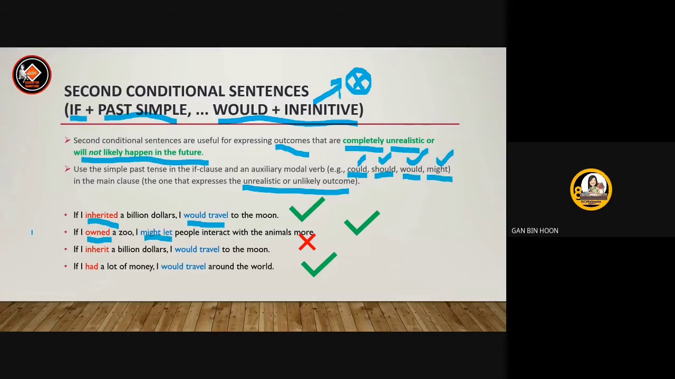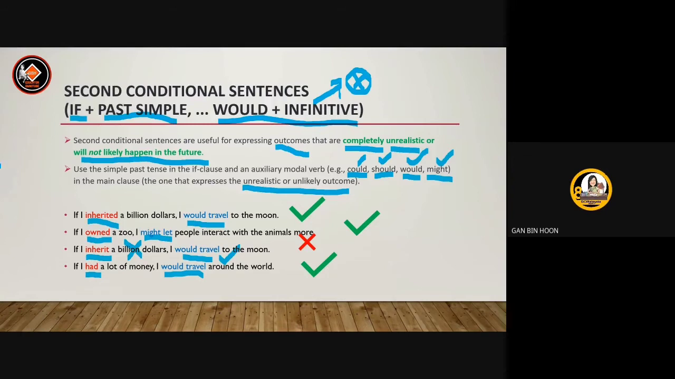Is it logic? Okay, if I inherit, betul tak ni? Salah lah, sebab dia kena guna past tense. Right? So, I would travel to the moon. Would ni betul. Ini betul. Okay, but ini salah, because dia tak guna ed. If I had, betul tak had? Had past tense, correct? If I had a lot of money, I would travel around the world. But it's not possible now, right?